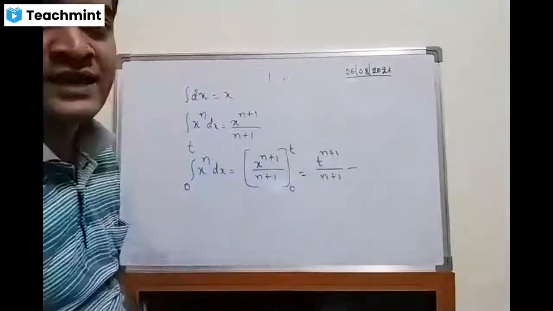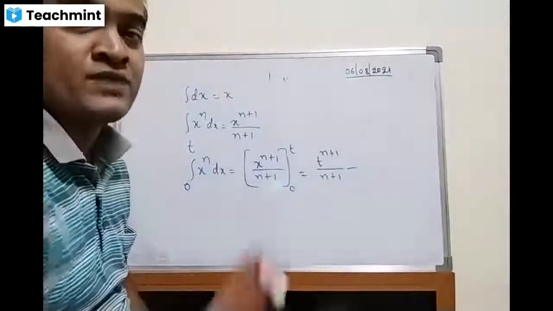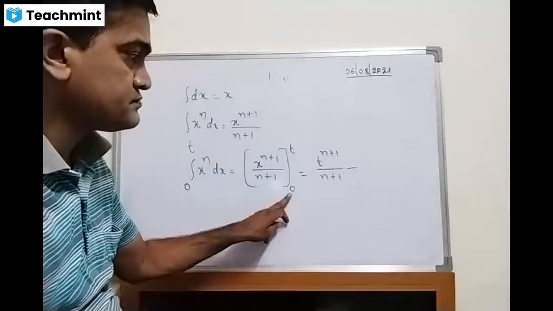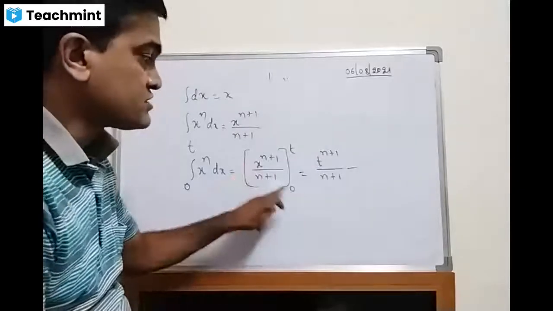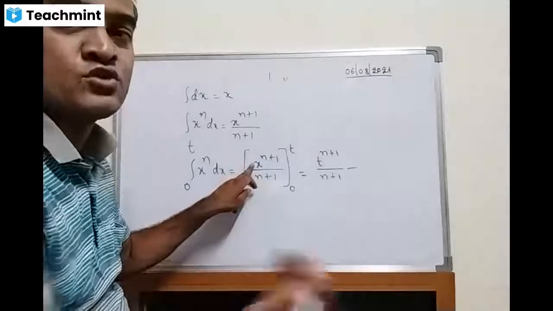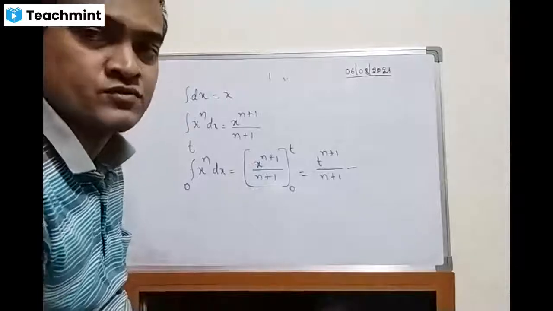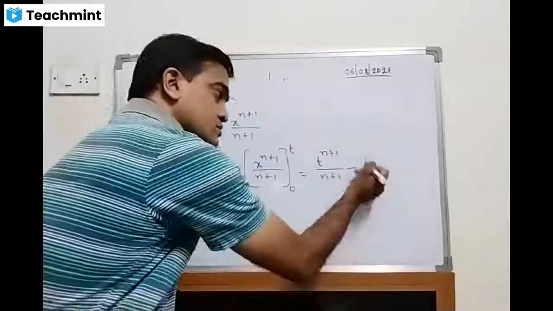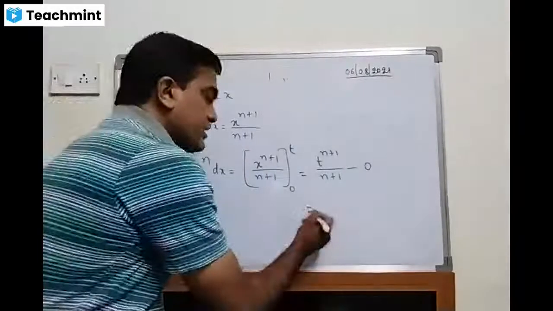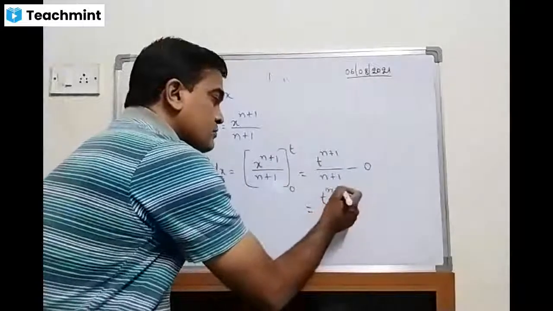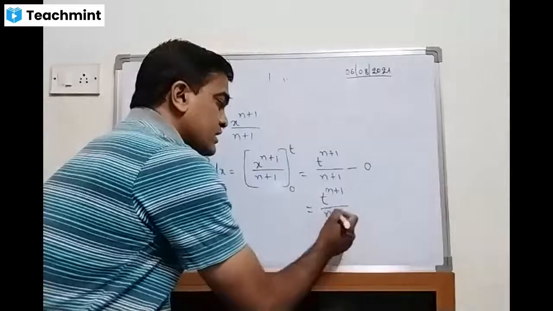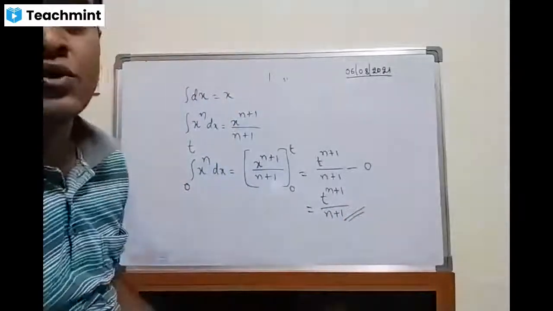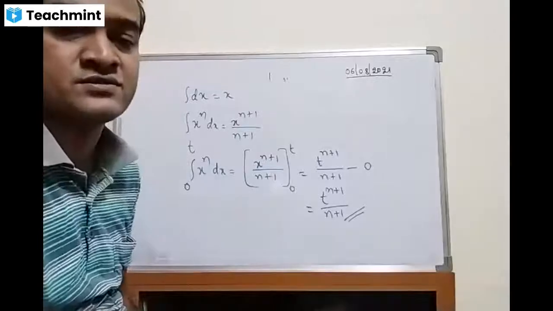That means you are subtracting the lower limit from the upper limit. What is the lower limit? 0. That means you have to substitute 0 in place of x. 0 to the power anything is 0, except 0 of course. Then finally what is it? T to the power n plus 1 by n plus 1. So this is how you are going to write for definite integrals.